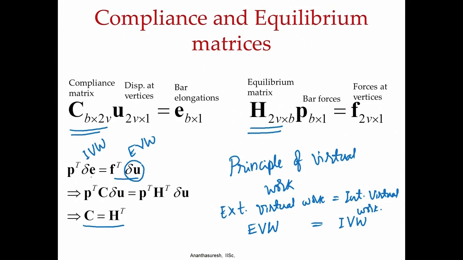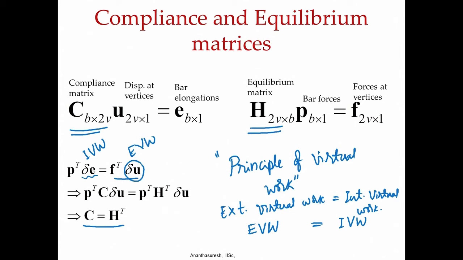F transpose delta u is external virtual work. Internal forces, the bar forces, are p's, multiplied with elongations, which are again virtual elongations because of virtual displacements. That gives internal virtual work. Their being equal to each other is the principle of virtual work.